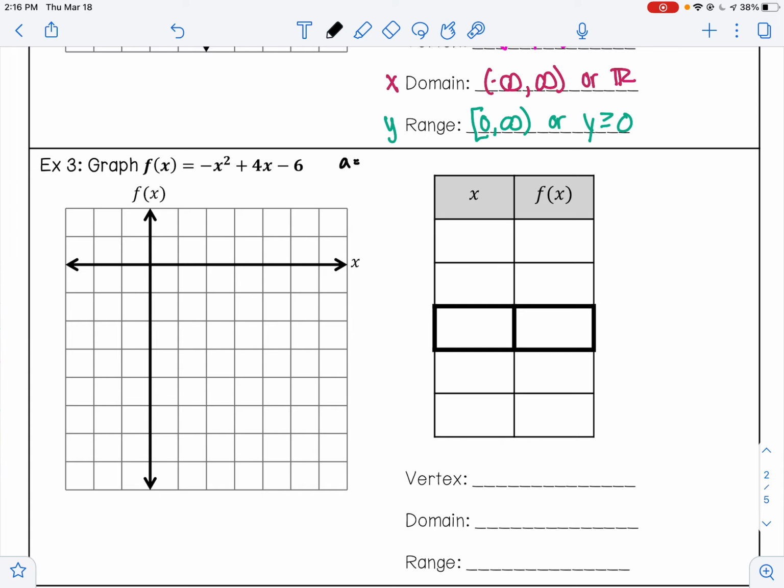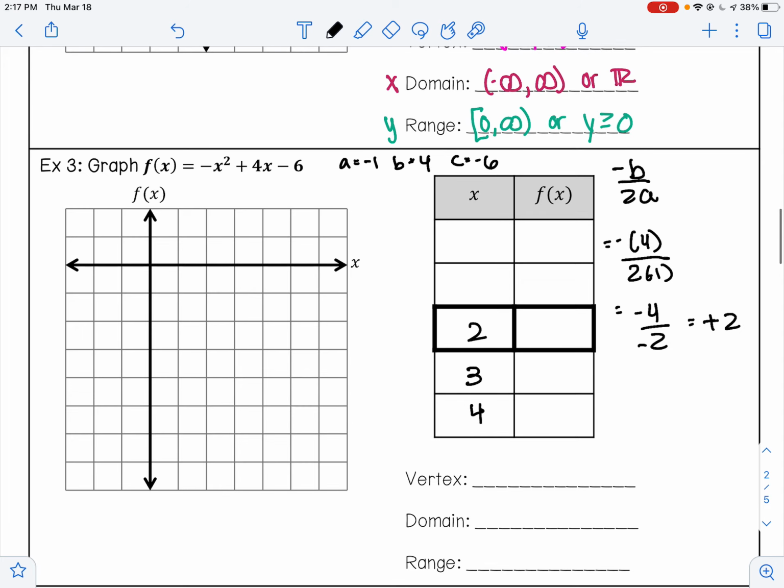Oops, this 1 should be a -1. And so that's going to be -2, making this a +2. So +2 there. So after 2 comes 3. After 3 comes 4. Before 2 is 1. And before 1 is 0.